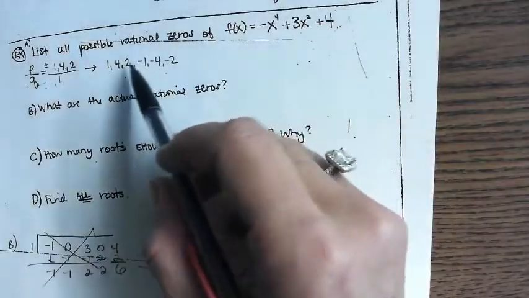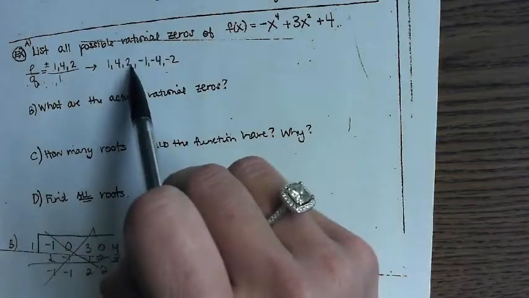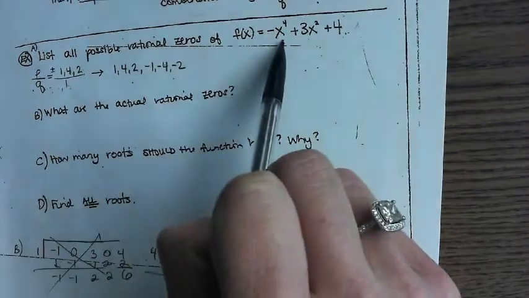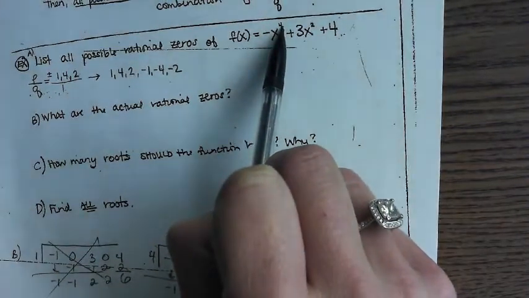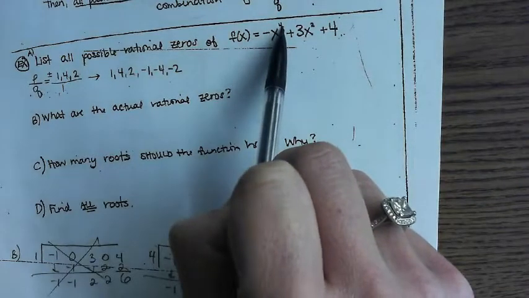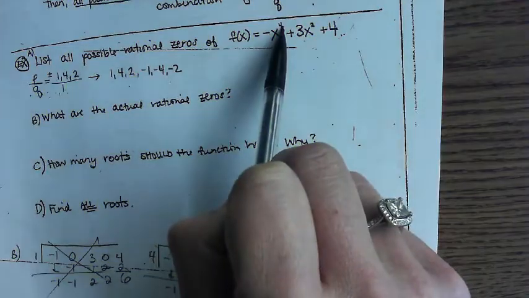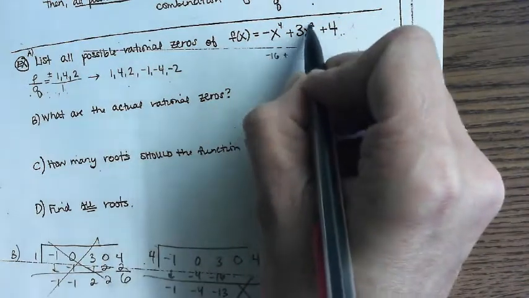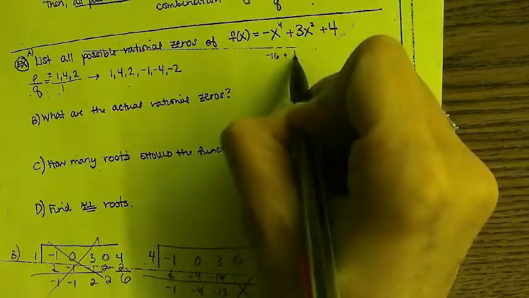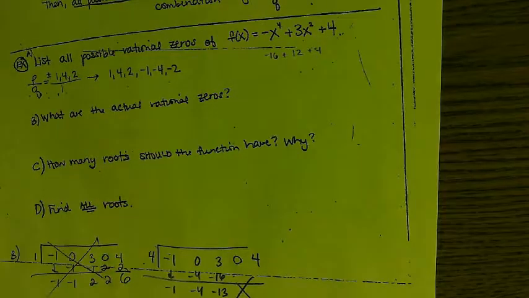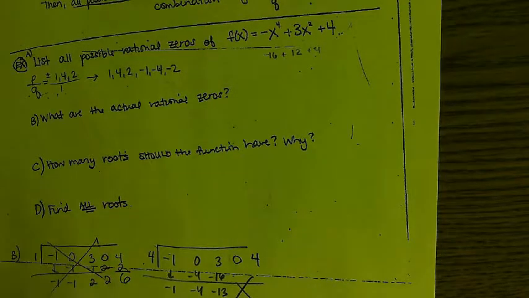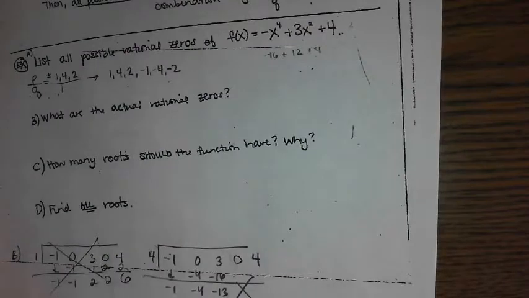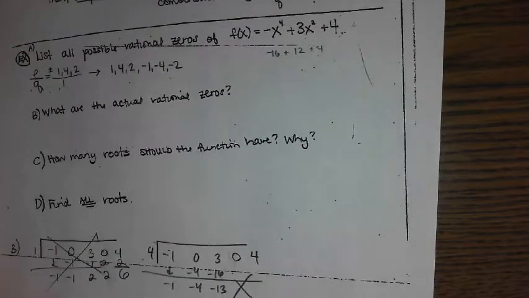Now, going back to what Olivia said, if we get to 2 and we want to do that in our head, what's 2 to the 4th? 16. So that would be a -16 plus a 3 times 2 squared, which would be a 3 times 4, which is plus a 12, plus a 4. What does that give us? 0, right? So guess what? 2 is a root. Okay?